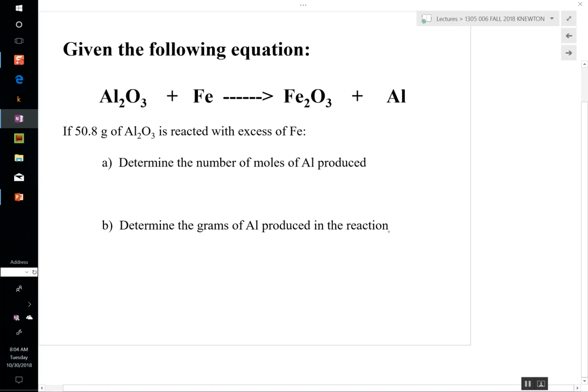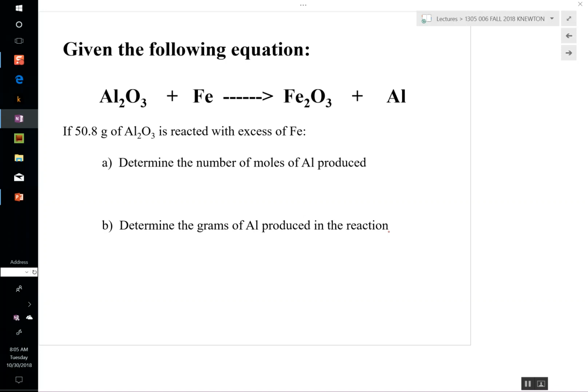All right, we're dealing with this equation. This isn't exactly the equation I worked with the other day when we were pretending we worked at Alcoa. It kind of looks like it, because it's starting out with aluminum oxide. But in this case, it's aluminum oxide reacting with iron, and the iron is replacing the aluminum to produce iron(III) oxide, ferric oxide, and aluminum. So that's what's going on in this reaction.